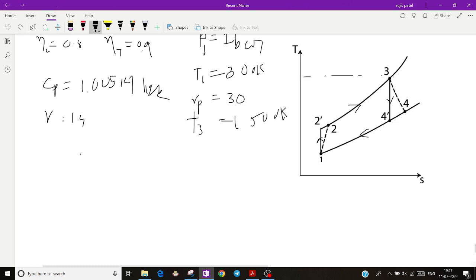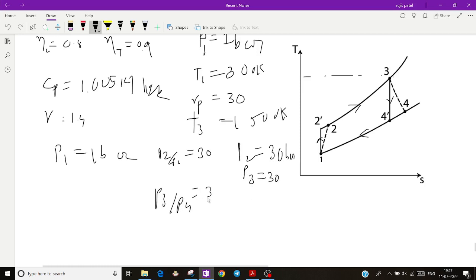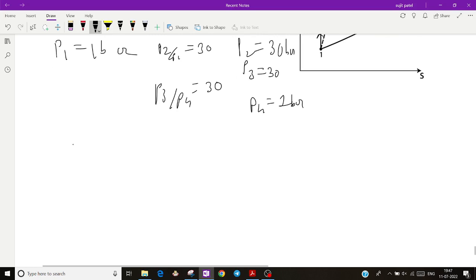So P1 is equal to 1 bar, and P2 by P1, the pressure ratio, is 30, so P2 is 30 bar. Similarly, 2 to 3 is a constant pressure process, that is 30 bar, and the ratio P3 by P4 is also 30, so P4 is 1 bar. So in short, P1 equals P4 equals 1 bar, and P3 and P2 equal 30 bar.